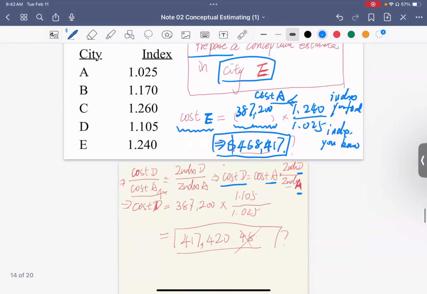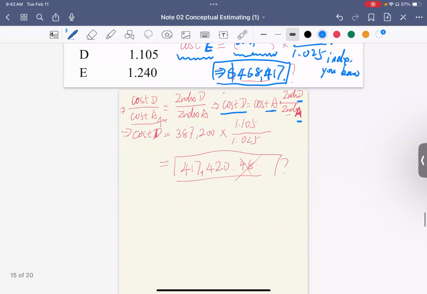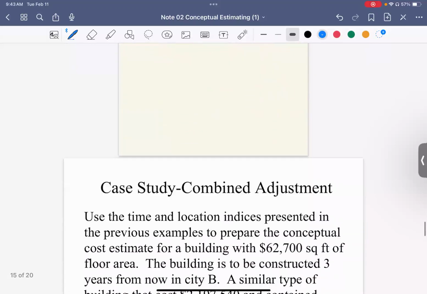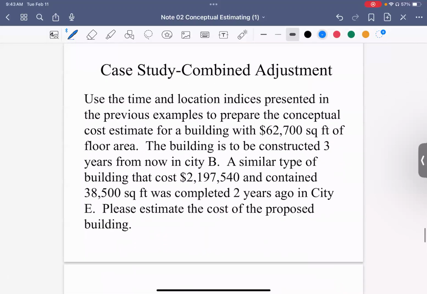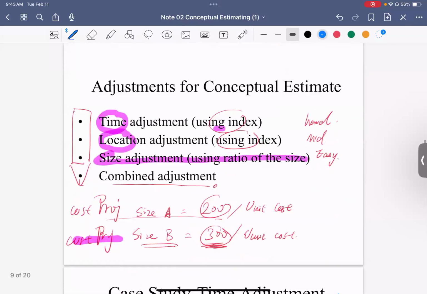So let's take a look at the third one. We may not have enough time to finish it today, but we can continue next week. Okay. Sorry, next class. So this one is a case study for combined adjustment. Combined means we have the time, the location, and also the size. We did not really perform the size adjustment before, but we did the time and the location. So if we want to see the size, I'll give a short example here.